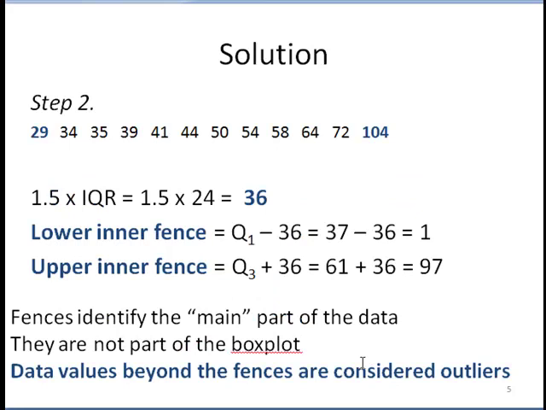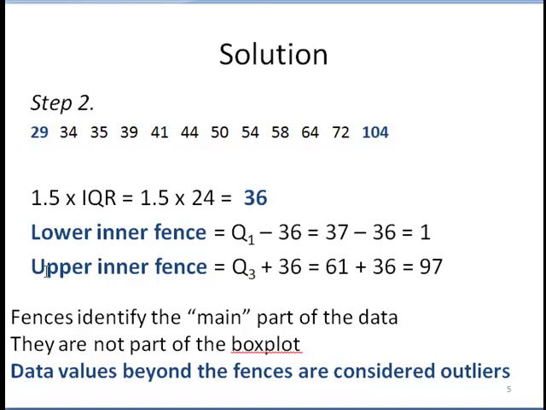There is an agreement among statisticians that any data values that are more than 1.5 interquartile ranges away from either Q1 or Q3 should be considered outliers. So the first thing we need to do to test for outliers is to multiply the interquartile range, which was 24, by 1.5. That turns out to be $36,000.